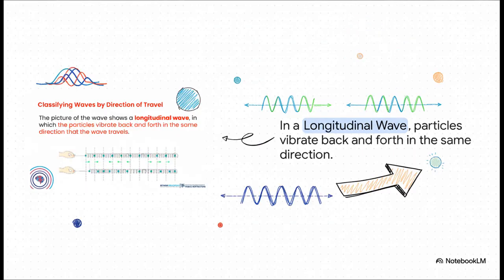The other type of dance is the longitudinal wave. The best way to picture this one is to think about pushing a slinky. The little pulse of compression moves forward, but the individual coils just move back and forth along the exact same line. The particle motion is parallel to the direction of the energy.